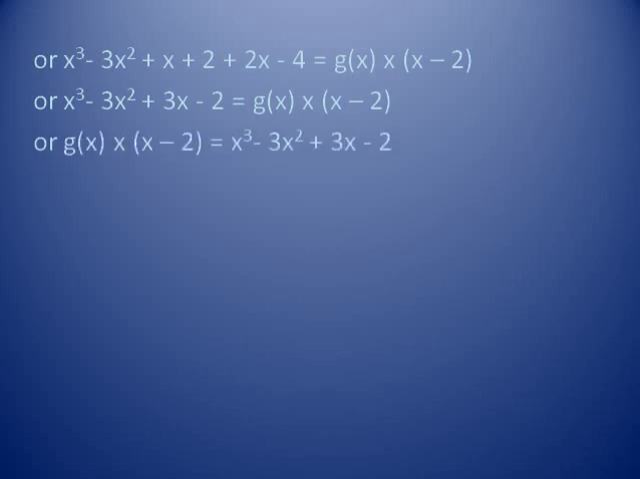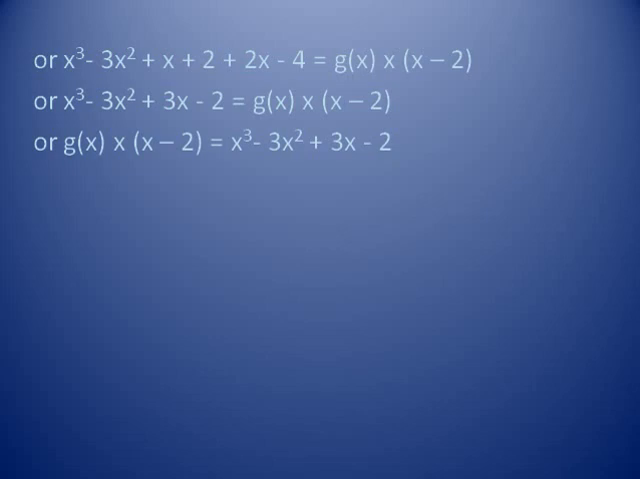Now we'll take x minus 2 to the right side. Since it is multiplied to gx, when it goes to the right side, it will go in division. So gx is equal to x cube minus 3x square plus 3x minus 2 upon x minus 2.